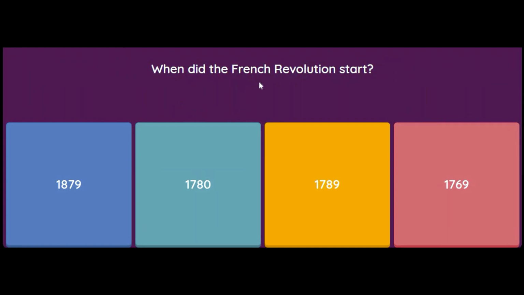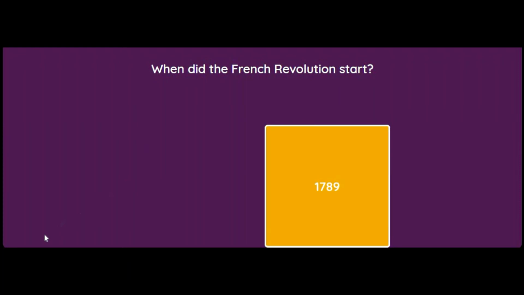When did the French Revolution start? 1879, 1780, 1789 or 1769? And students, the correct answer is the French Revolution started in 1789.